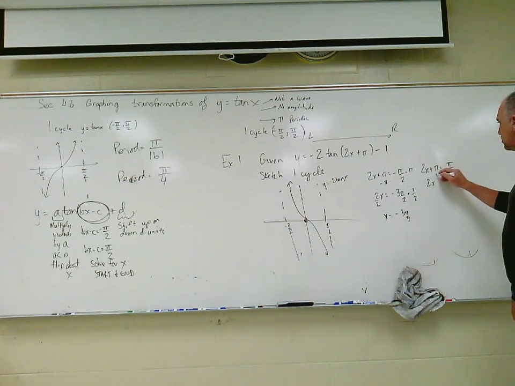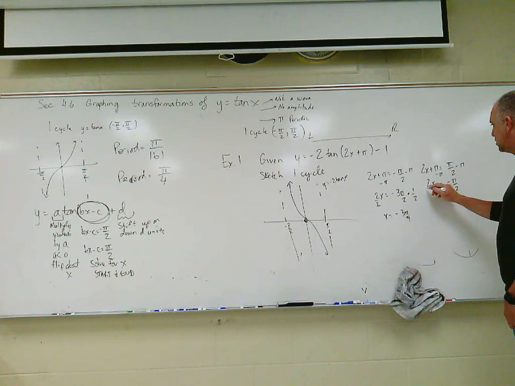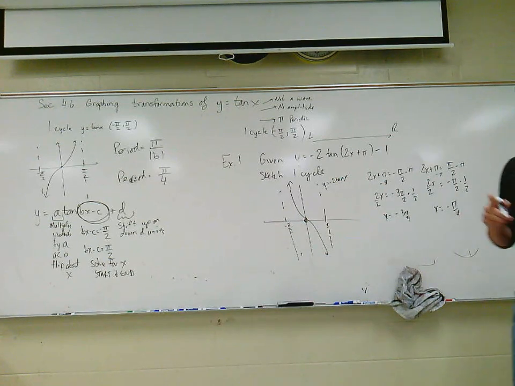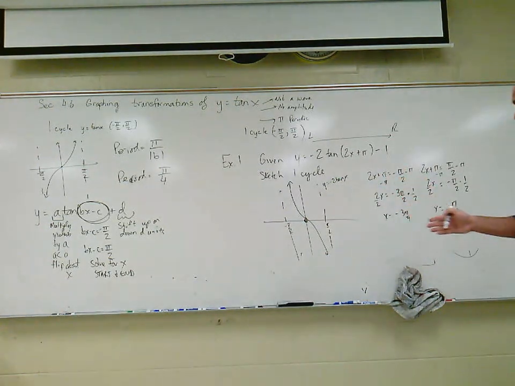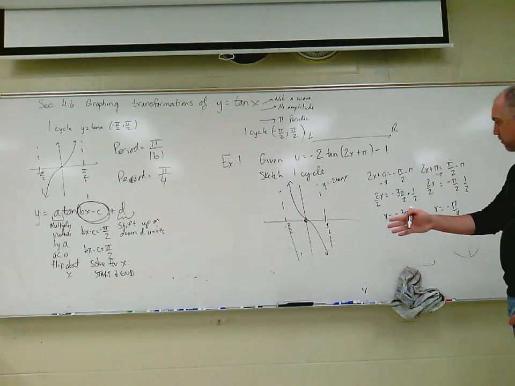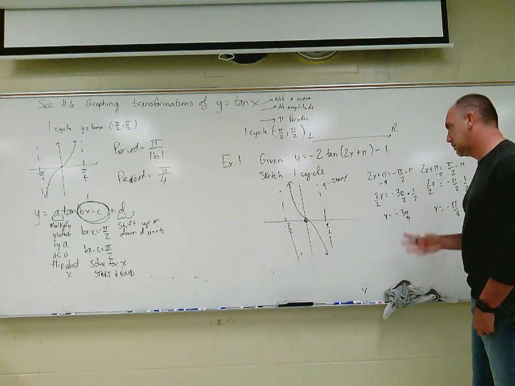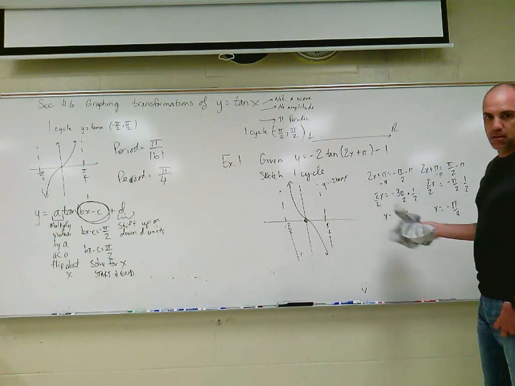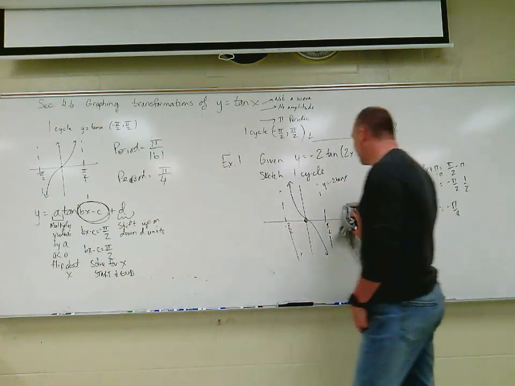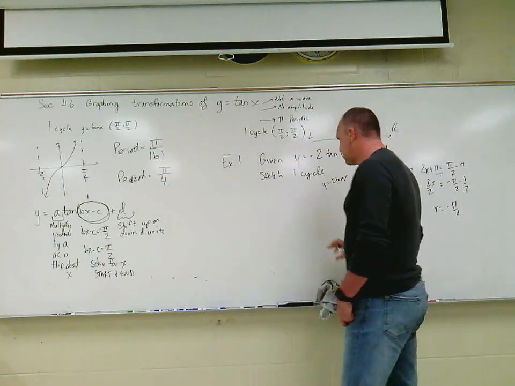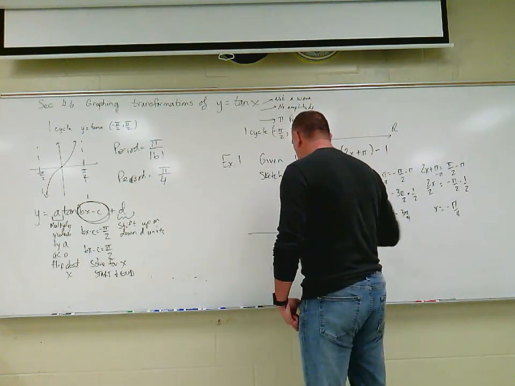Here, we subtract pi. 2x is negative pi over 2. Divide by 2. X is negative pi over 4. So that's where this graph is going to start and end. So I need to draw it from negative 3 pi over 4 to negative pi over 4. Okay, so right now I'm out of room, so I'm going to go ahead and erase this. All right, I'm going to take that picture that we just had and I'm going to draw it.